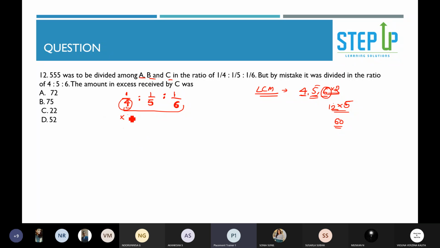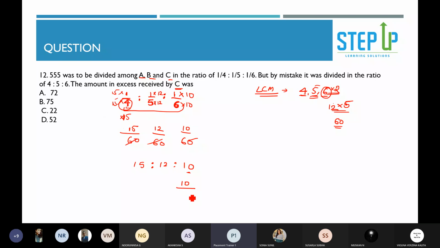So to get the 60, I need to multiply 15 here. So 15 I'll multiply in numerator and denominator. To get 60 here, I need to multiply 12. To get 60 here, I need to multiply 10. So this will be 12 by 60 and this is 10 by 60. All right, this will get cancelled. The ratio is 15 is to 12 is to 10. But whose share are they asking? They are asking to compare C's share. So what will be C's share?